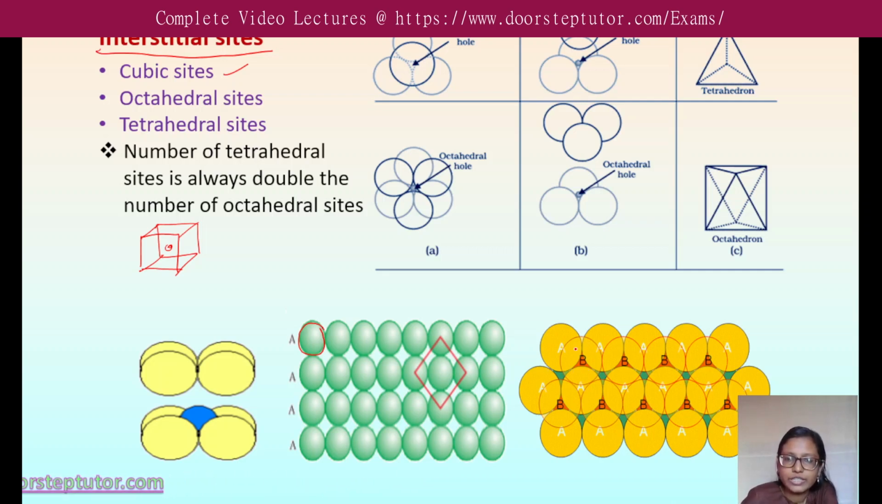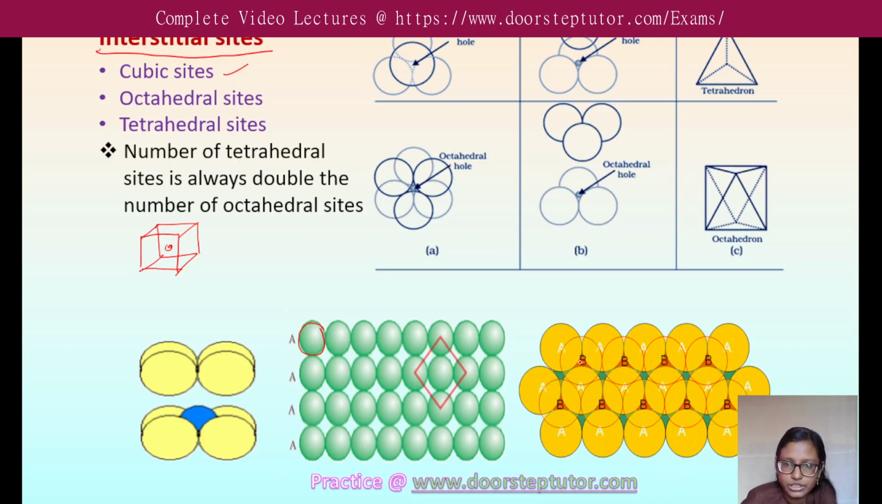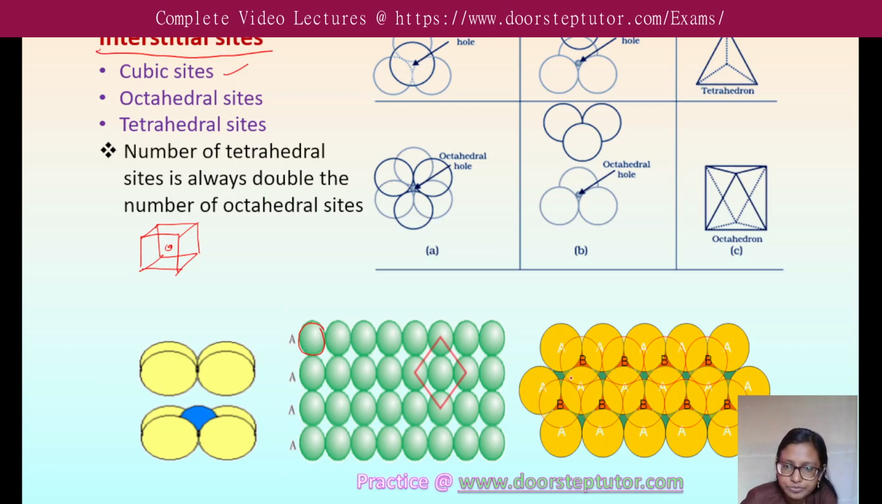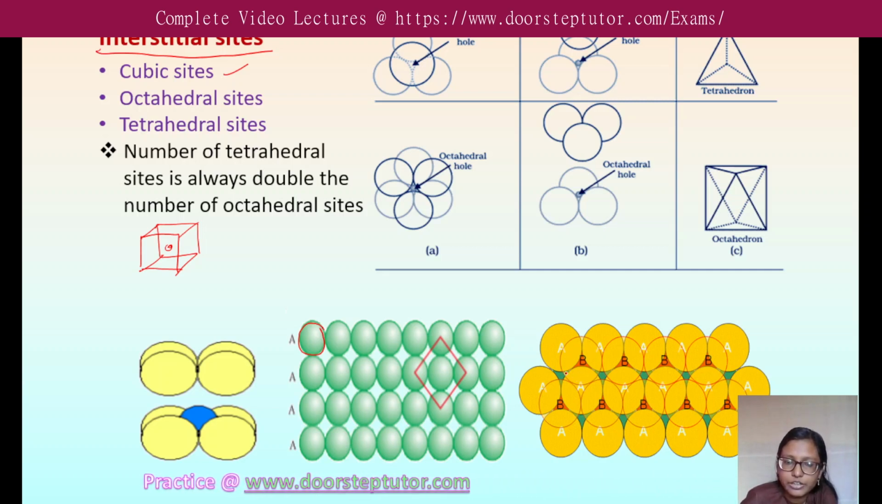When we are packing the atoms in a hexagonal lattice, you can see the first layer shown by the atoms A. The second row is placed between the spaces of the two atoms in the first row. This is the hexagonal lattice. When atoms are packed in this way, you can see this green color space remaining, and the next layer of atoms will be placed above these spaces.